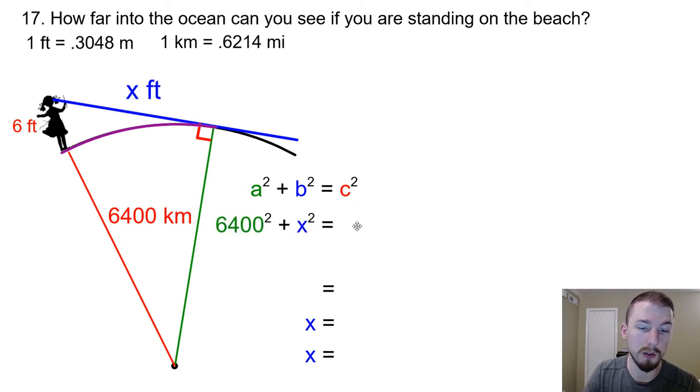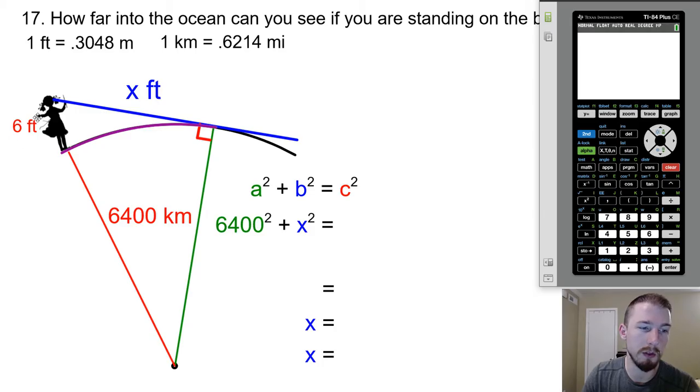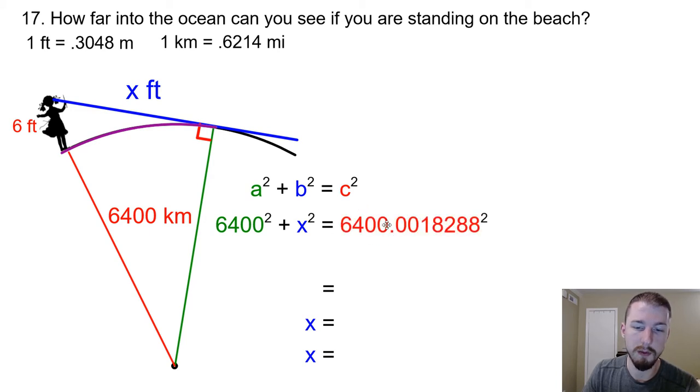So if we fill in those values, the only thing we have to do is convert the 6 feet into meters before we can add it to the 6,400. So I'm going to take my conversion factor, which is 1 foot is that many meters. In my calculator, I'm going to do 6 times 0.3048, and that's going to tell me how many meters I have. Now this is still not kilometers, this is meters, so technically we would divide that by 1,000, but I'm going to put it in as a decimal. So I have 6,400 kilometers plus 0.0001, and there's the meters.